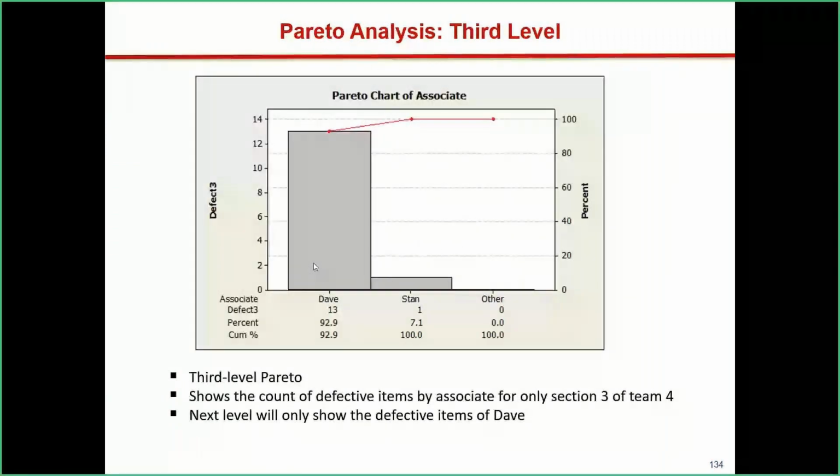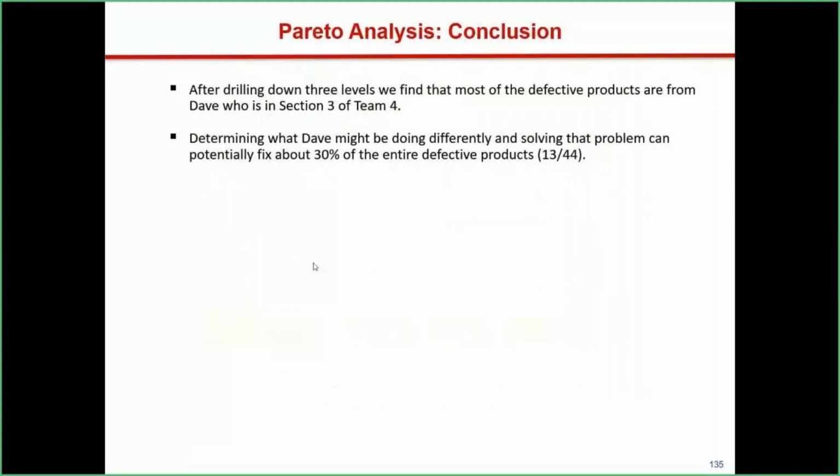So we'll now look at who is causing 14 errors in section 3. In section 3, there are 3 people who are working: Dave, Stam, and other. The third level Pareto shows the count of defective items by associate for only section 3 of team 4. Next level will only show the defective items of Dave. Now, after drilling down 3 levels, we find that most of the defective products are from Dave, who is in section 3 of team 4. Determining what Dave might be doing differently and solving that problem can potentially fix about 30% of the entire defective products, 13 out of 44.